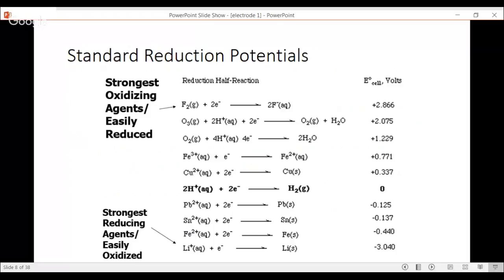The plus means E is plus, delta G is minus. So the delta G is equal to minus nFE. When E is positive, delta G is negative. So therefore what it means is the fluorine capturing 2 electrons is a spontaneous reaction.